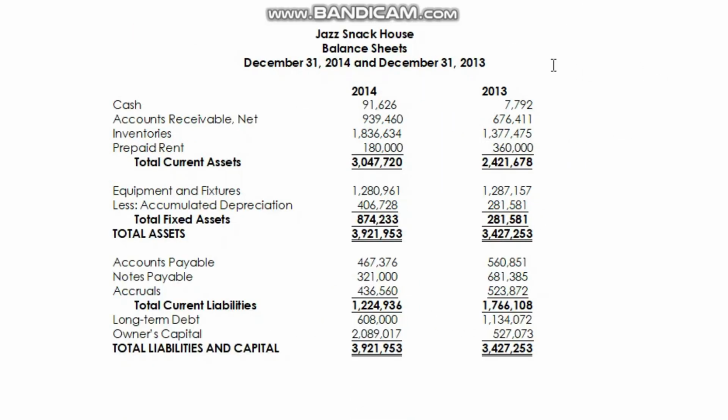Now we're going to do the vertical analysis for the balance sheet of Jack's Snack House. I'm going to compute for 2014 and then you can compute for 2013 as your practice test. Remember in the lecture, to compute for a common size balance sheet, you have to divide each of the balance sheet accounts by the total assets. So your total assets will be the 100% value, and every item will be divided by this amount.